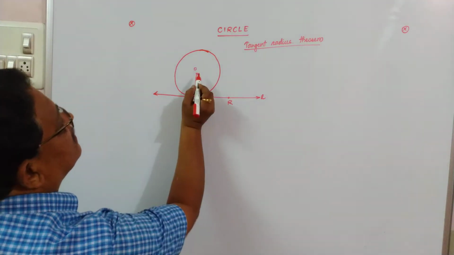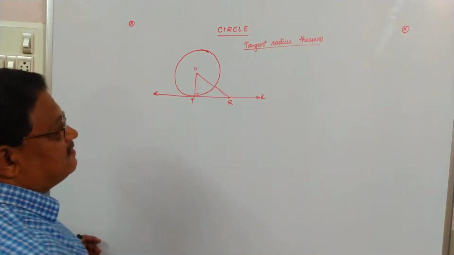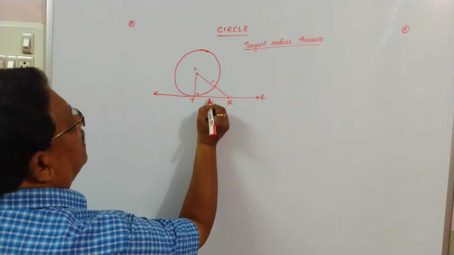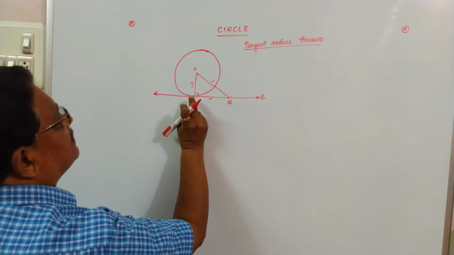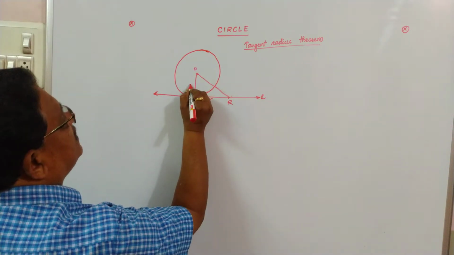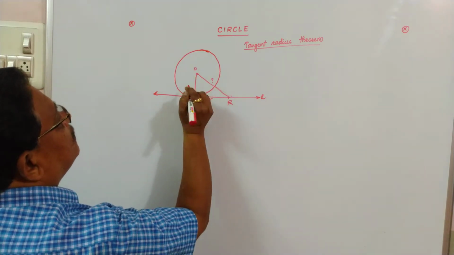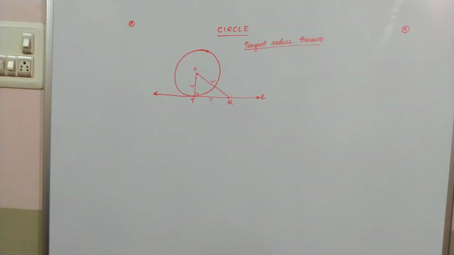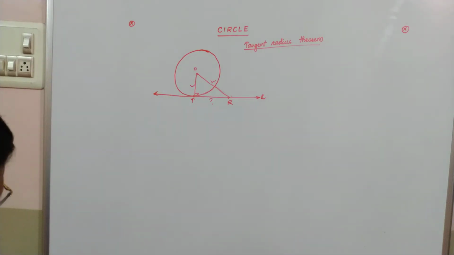Now, using this, if I join O to R, I get a right angle triangle. And making use of Pythagoras theorem, if any two values are given, I can find the third value. If OR and TR are given, I can find OT. Or if OT and TR are given, I can find OR. Or if OT and OR are given, I can find TR by using Pythagoras theorem. That means I can find the longest distance as well as the shortest distance from the center of the circle.